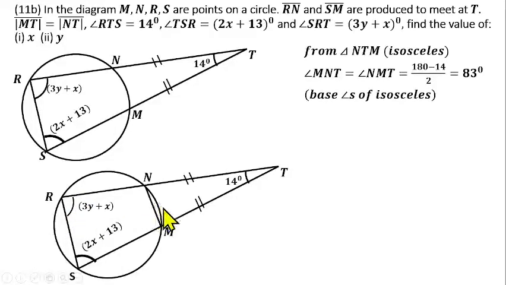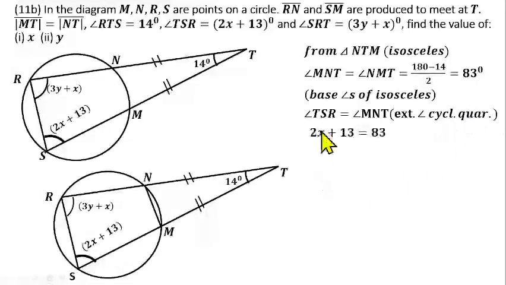So the angle here is equal to the angle here. Likewise, the angle that is formed here is equal to this as well. So angle TSR, which is this angle here, is equal to angle MNT, which is this angle here, the exterior angle of the cyclic quadrilateral. So I'll have 2x plus 13 equals the angle formed here, which is 83 degrees that we got there. From there you can find x. Collect like terms: 2x is equal to 83 minus 13. That gives us 70. Divide both sides by 2, x will be equal to 35 degrees.